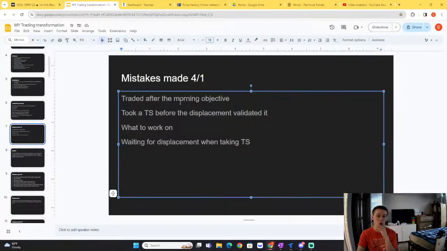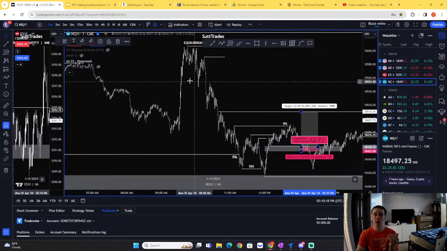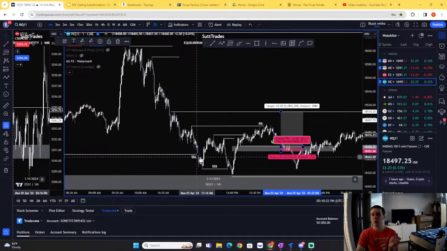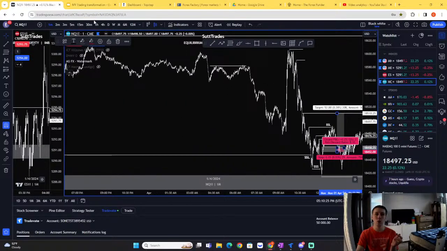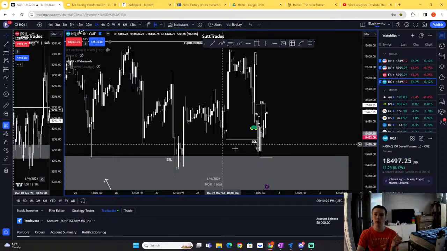And we're going to go over the mistakes I made. So I traded after the morning objective. Notice how we have this big sell-off here. I don't see that there's a bunch of opportunity within this sell-off. But we have sell-off. We take the morning objective. Again, what is the morning objective? We have a big hourly low. This is the objective of this morning.